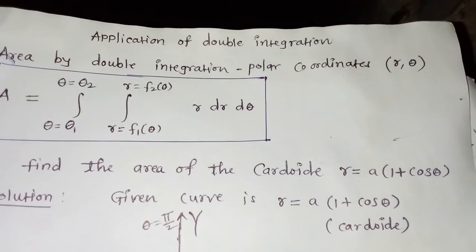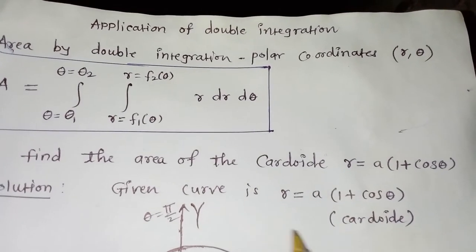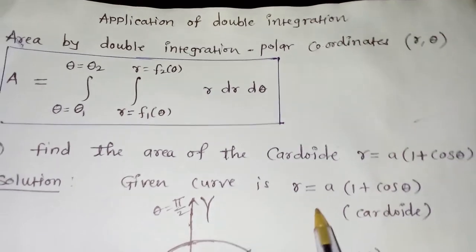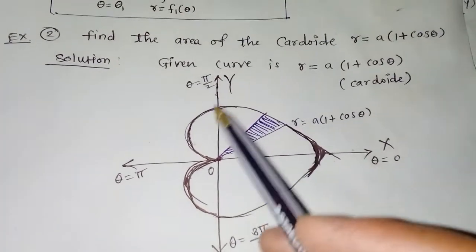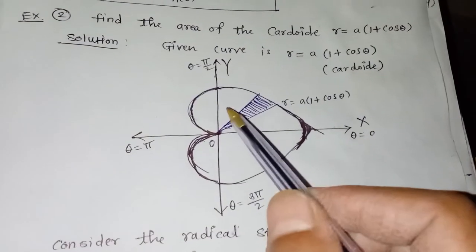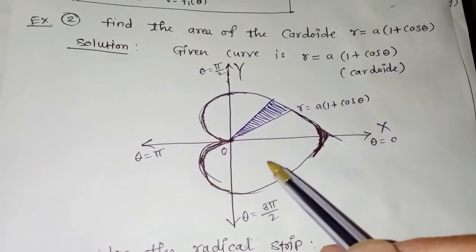First of all, we are plotting this curve on the graph. If we plot this equation or this curve on the graph, then this will be the figure. This is nothing but a cardioid. Now we have to find the area of this whole closed region.